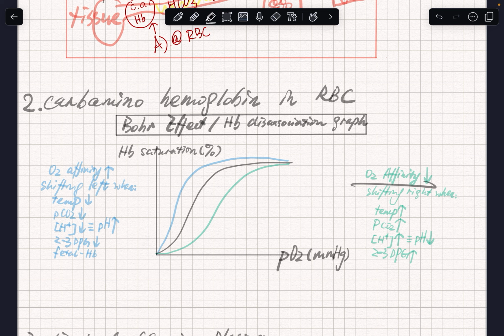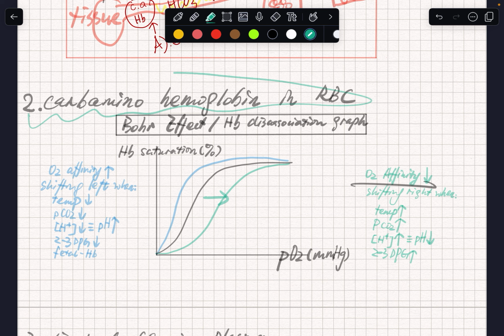Okay, so what does that tell you? That tells you that when the graph shifts to the right, the oxygen affinity decreases. And then that means what? That means your CO2 now has the chance to bind to hemoglobin and go to the lungs, right? So this is really where this second pathway of CO2 traveling to the lungs is related, okay?